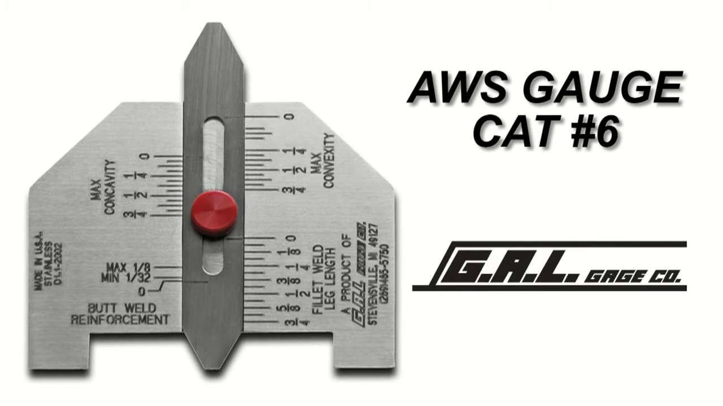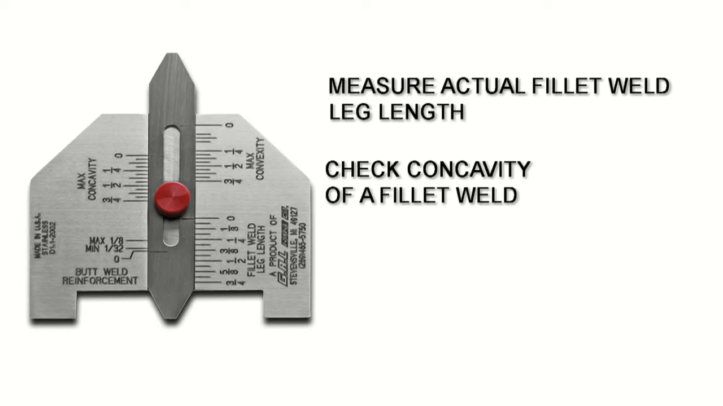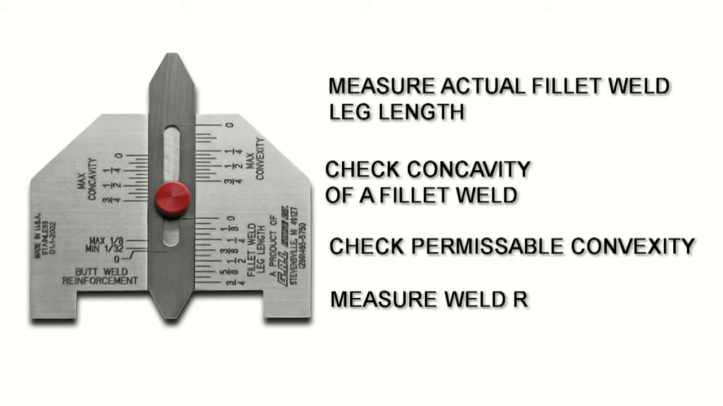The AWS Gauge, or Automatic Weld Size Gauge, performs several functions similar to the Cambridge gauge. With this gauge, you can measure actual fillet weld leg length, check concavity of a fillet weld, check permissible convexity, and measure weld reinforcement.